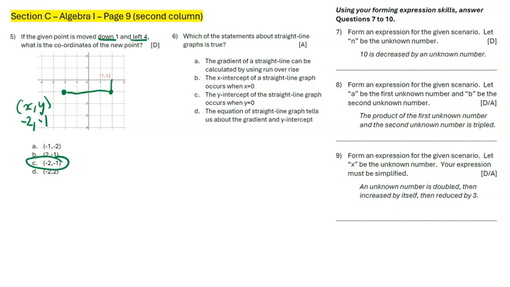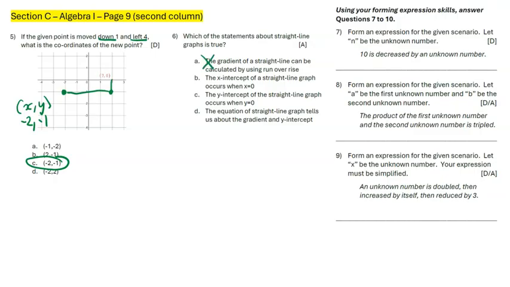Now into option D. Which of the following statements about straight line graphs is true? So that means 3 of these statements are going to be incorrect. There's going to be some issue with them, and 1 of them is going to be true. So the gradient of the straight line can be calculated by run over rise. We know that's wrong because if you look at the formula sheet, it's rise over run. So that there is a wrong answer. So no, that's not going to be the one I'm circling.